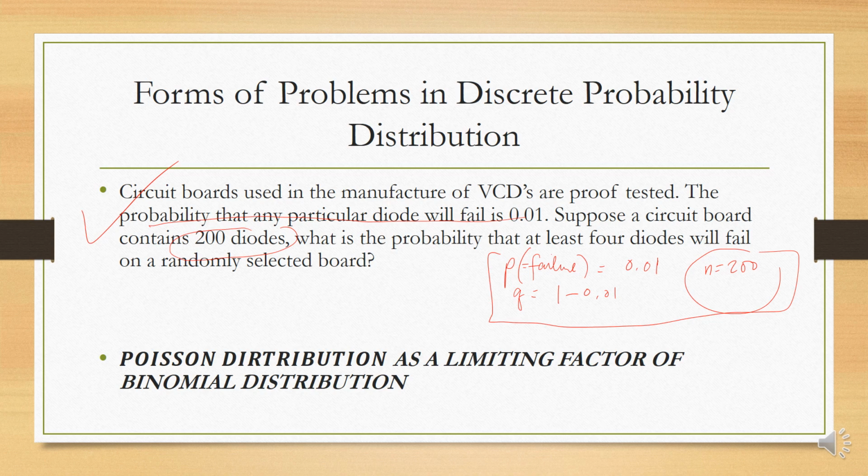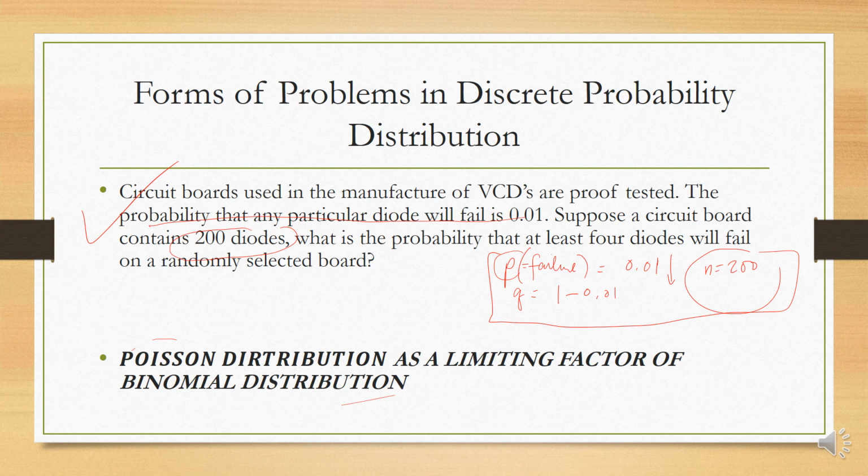You will understand this more as we have to solve this later. Ang N natin na kaya nating isolve ng hindi tayo masyadong matatagalan ay 20. Pwede na yon. Ito kasi 200. Ibig sabihin, titignan natin yung 200 na diodes na yon. It's too much. And then for the probability, it is very small for the probability. 1%. So, this is a Poisson distribution as a limiting factor of binomial.